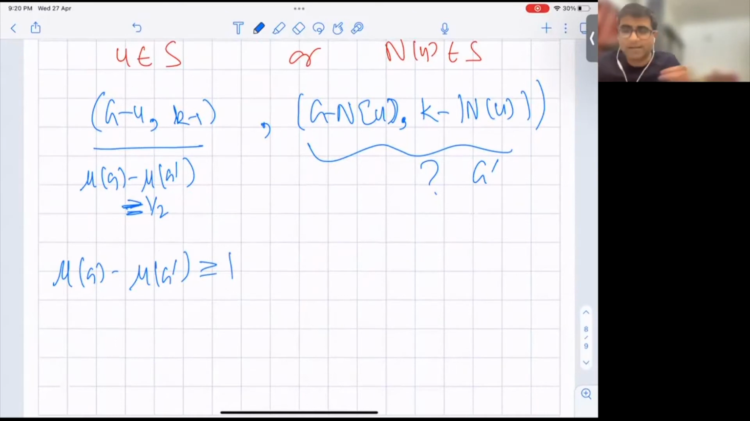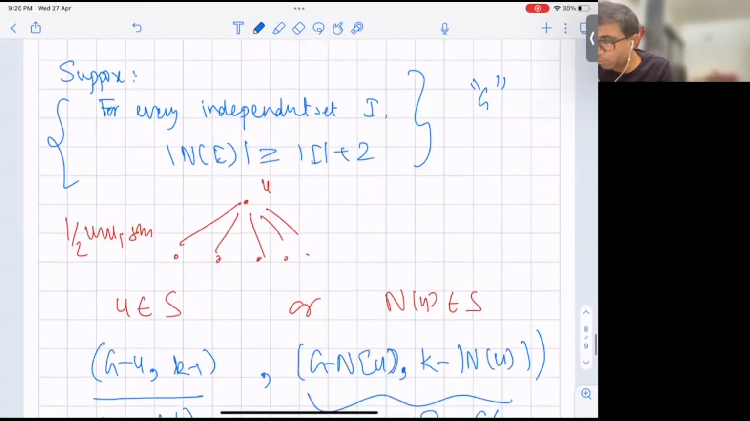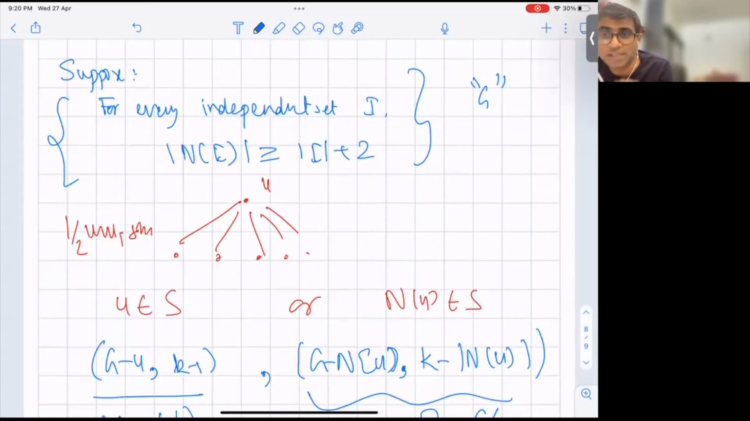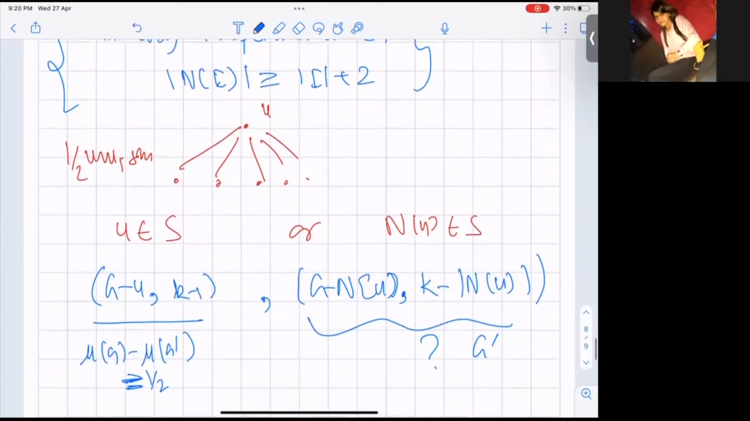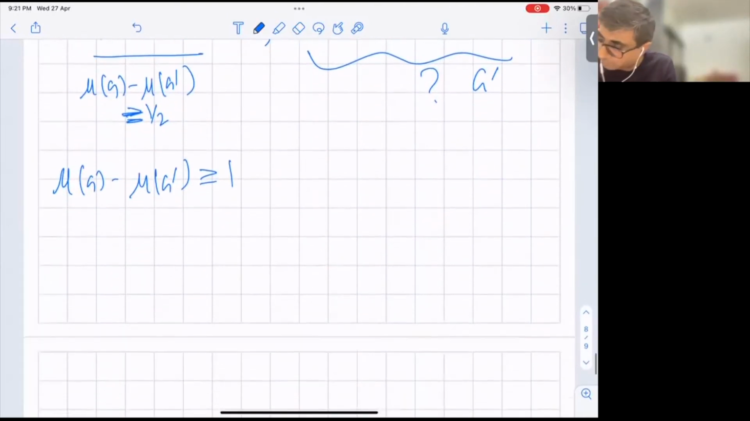So let's try to analyze that and see where we can use the fact that for every independent set I, this property holds. What is u? It is an independent set. So N of u is at least how much? 3, or more. We don't know. Let's try to understand what happens.